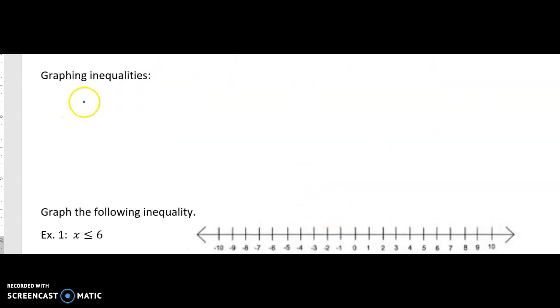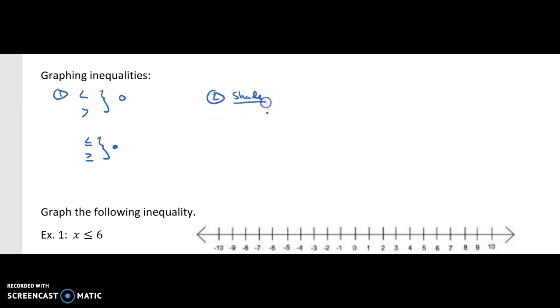Now, graphing inequalities. There's two parts to it. One, if you have the less than or greater than symbol, what we use is an open circle because we're not equal to. Okay, so we do not include that value. If we have less than or equal to or greater than or equal to, you will use a closed circle, meaning that value will be equal.